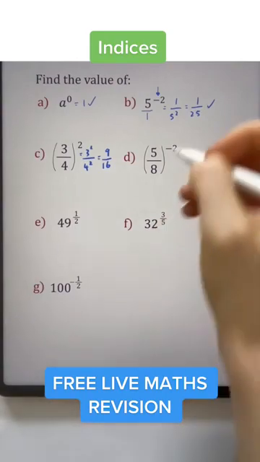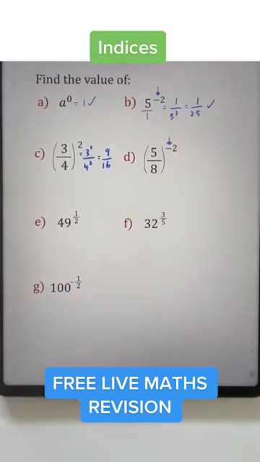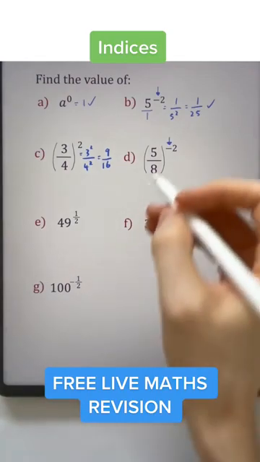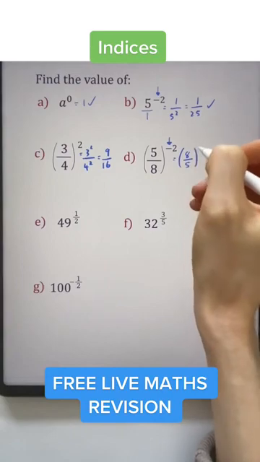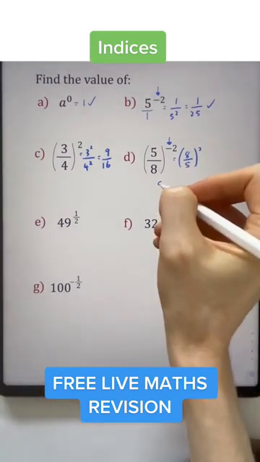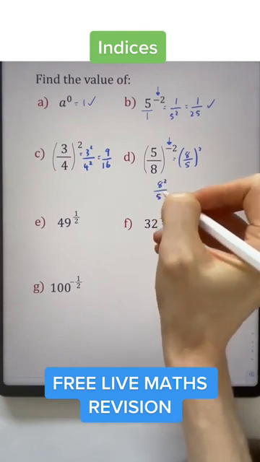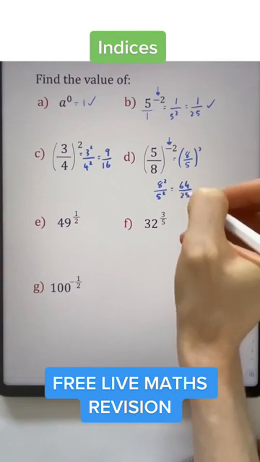For question D, again we have a negative power. Negative power means the reciprocal. In other words, turn it upside down. Hence 5 over 8 is going to become 8 over 5. Then we write the power positive. Again, applying the power to both the top and the bottom separately. On the top we're going to have 8 squared, and the bottom we're going to have 5 squared. 8 squared is 64, and 5 squared is 25.